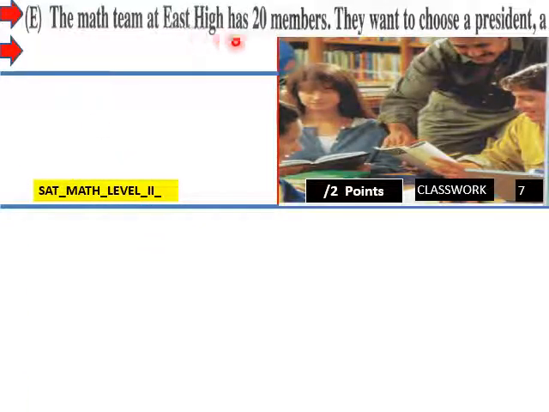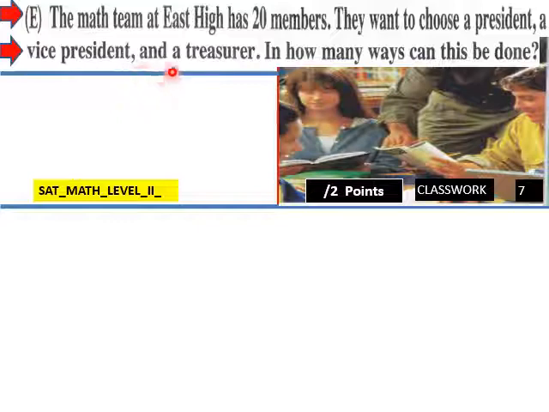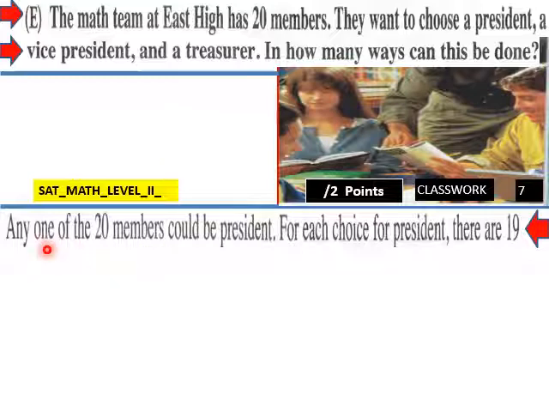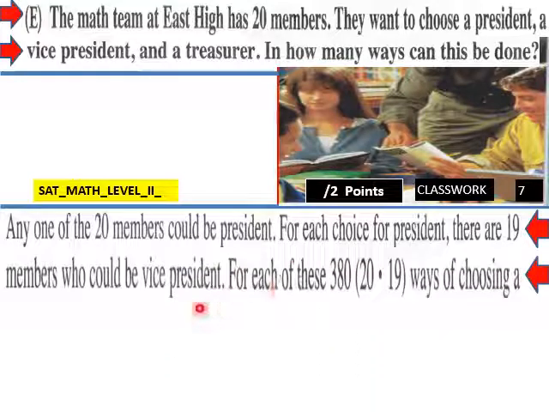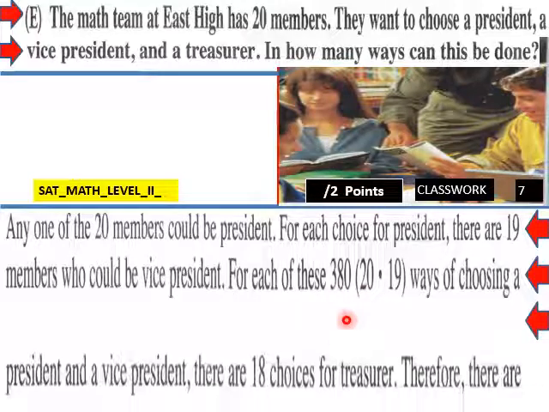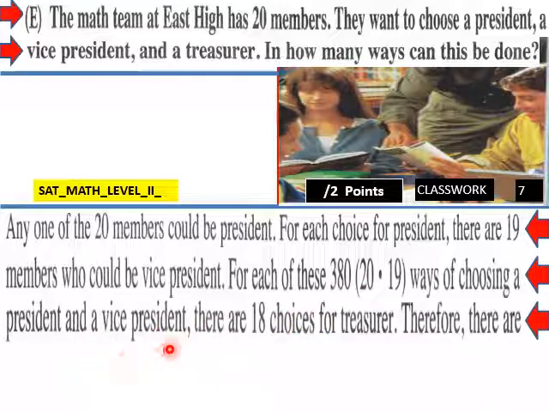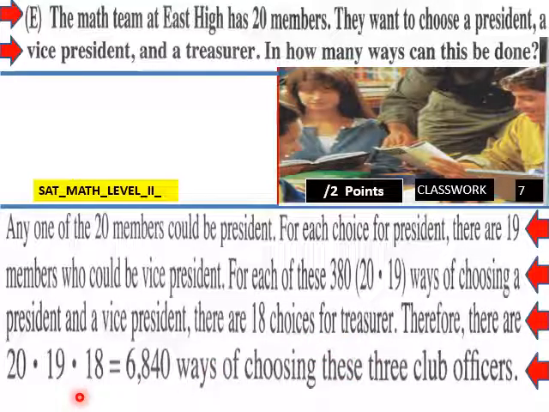Example E: The math team at East High School has 20 members. They want to choose a president, a vice president, and a treasurer. In how many ways can this be done? So any one of the 20 members could be president. For each choice for president, there are 19 members who could be vice president. For each of these 380 ways of choosing a president and vice president, there are 18 choices for treasurer. Therefore, there are 20 times 19 times 18 equals 6840 ways of choosing these 3 club officers.